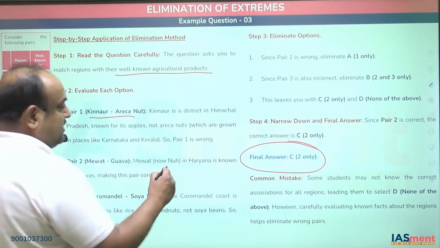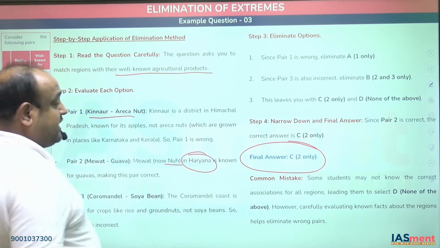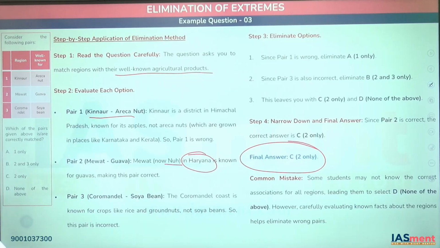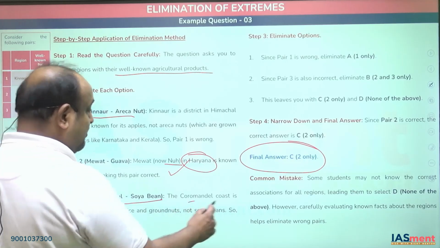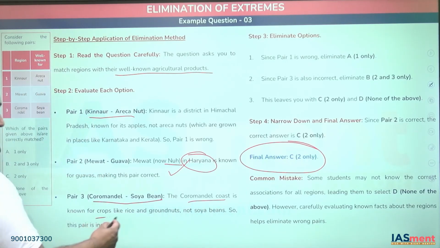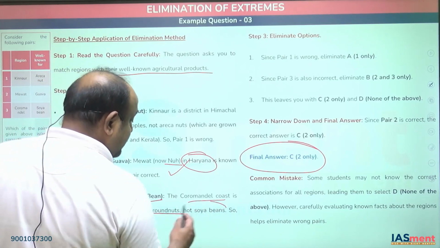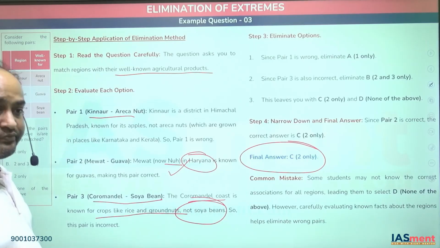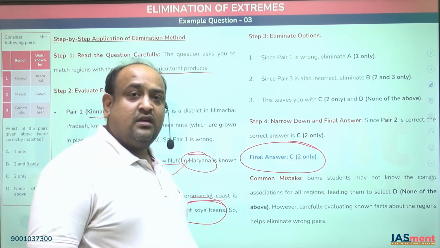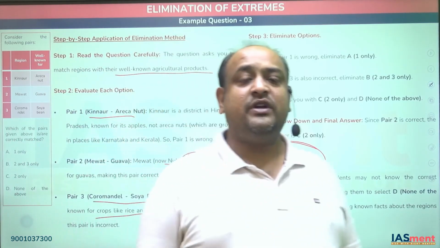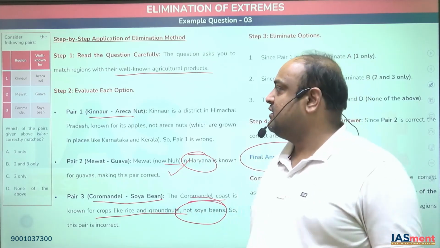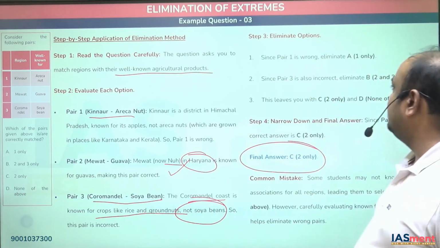Mewat. Now, where is it? In Haryana. Known for guavas, making this pair correct. Okay, it may be, I did not know. Coromandel, soybean. The Coromandel coast is known for crops like rice and groundnuts, not soybeans. Soybeans are not grown on the Coromandel coast. Let's move ahead.